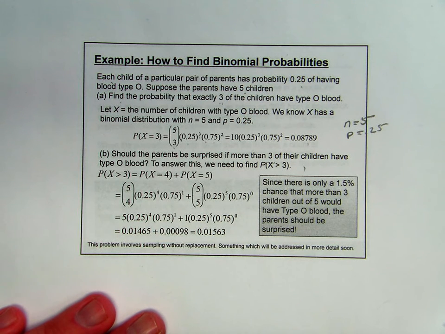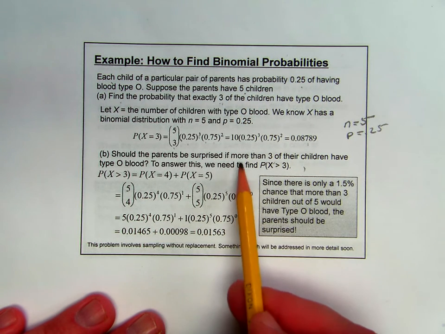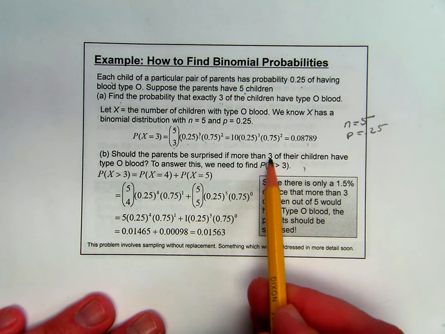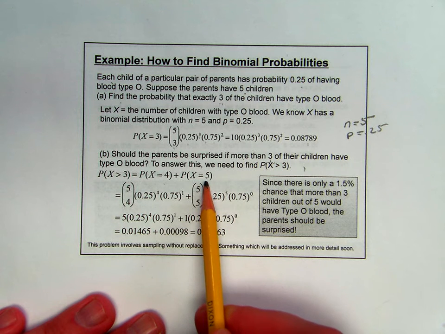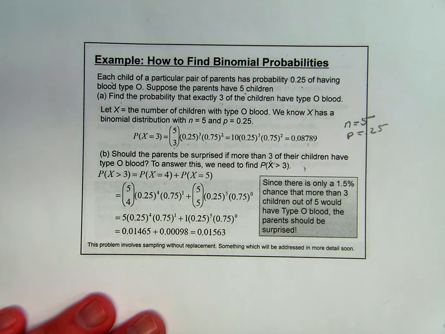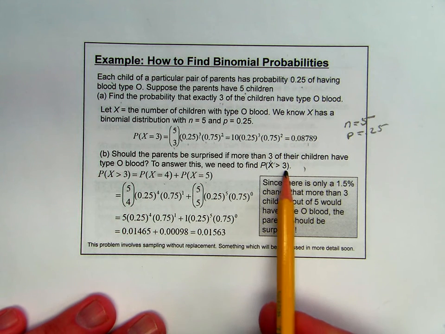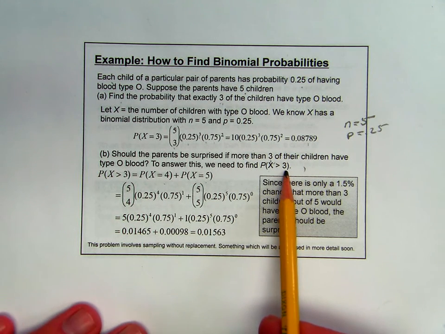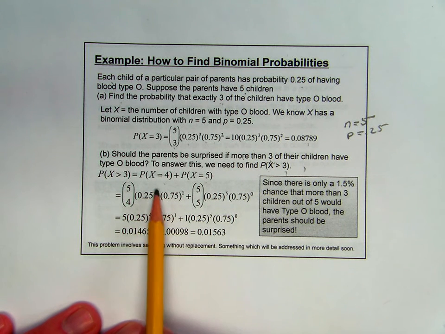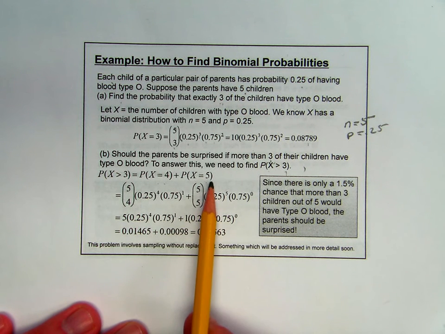Okay, back to the probability at hand. If more than 3, that means it could be 4, it could be 5. Binomial probability is a discrete probability distribution, which means endpoints matter, in contrast to when we did continuous probability distributions where endpoints didn't matter. Greater than 3 is different than greater than or equal to 3 when you're doing a discrete probability distribution. So that means it's the probability of 4 plus the probability of 5.